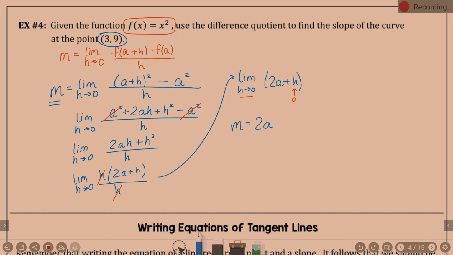Recap. What have we done on example 4? So we still have just a smidge to finish up on this one. We had our given function, f of x, and we were given a point. Note, we haven't used that point yet, have we? We're getting ready to do that next. But it asks us to use the difference quotient, the difference quotient being that right there.